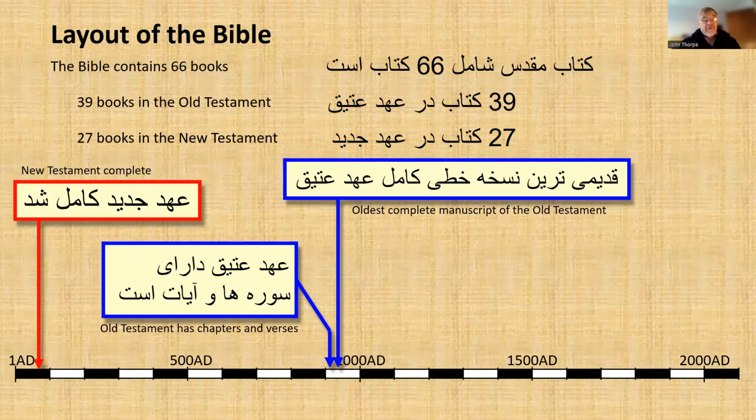So for example, we have a copy of the book of Isaiah, absolutely complete, from about 150 years before Jesus was born.